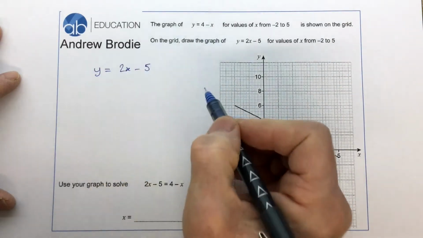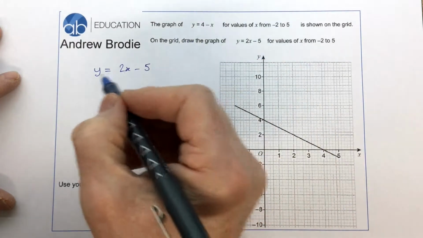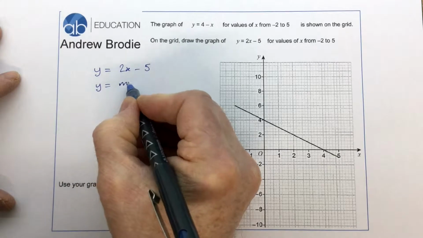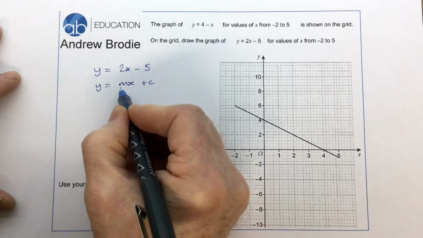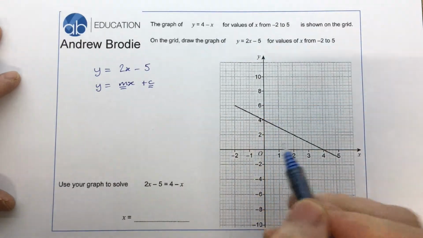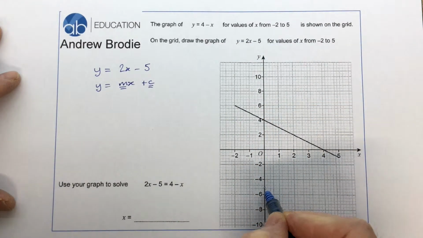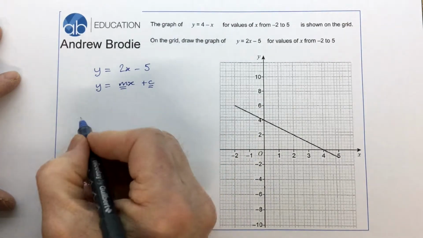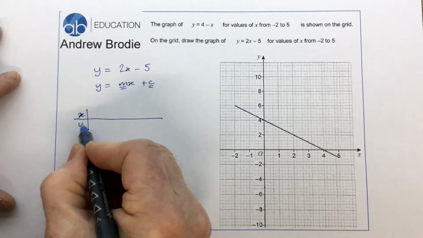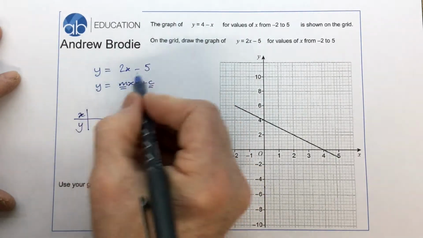This follows a typical format of a straight line graph. The examiners will assume you're familiar with the format y equals mx plus c, where m is the gradient and c is the y-intercept. So we know it's going to cross there actually, but let's find out by drawing a little chart. X and y. So we're putting values in there.